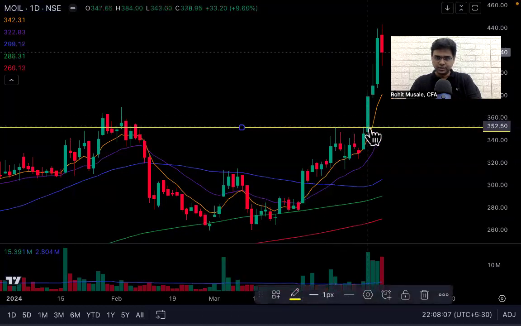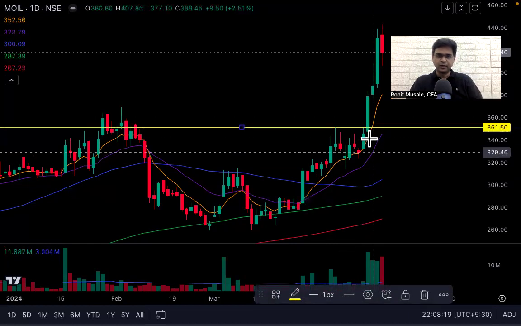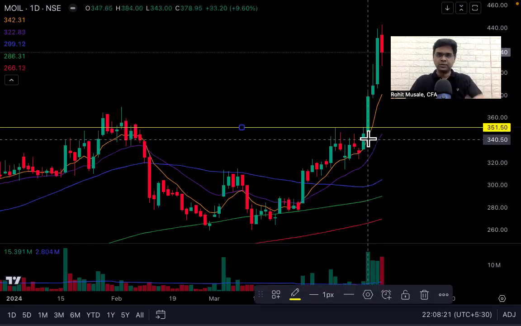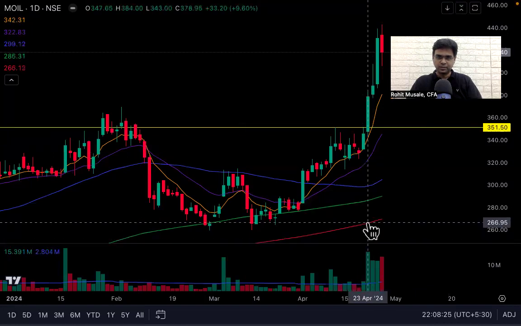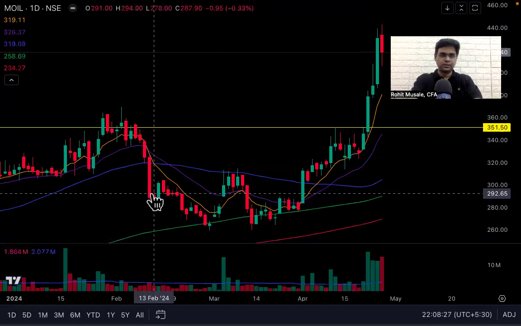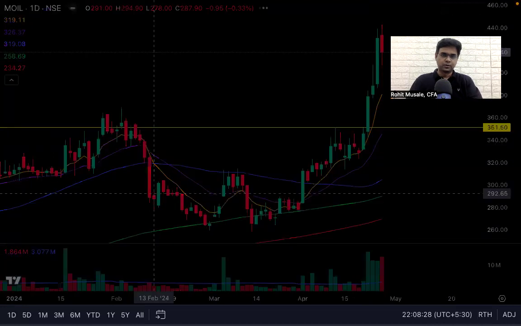On this day, I set a price alert, so I get a mobile phone ping when it touches that yellow line. When I received that notification, I immediately go to the 15-minute chart to execute the trade. If you look at this, this is 23rd April. Let us go to the 15-minute chart, 23rd April.